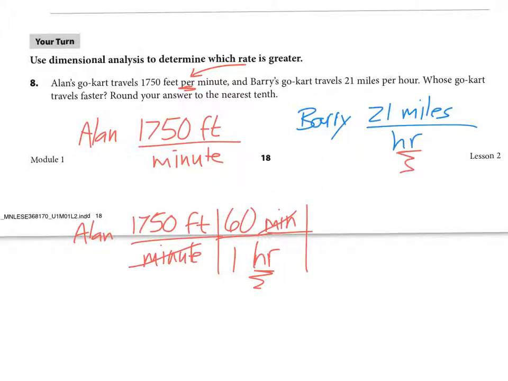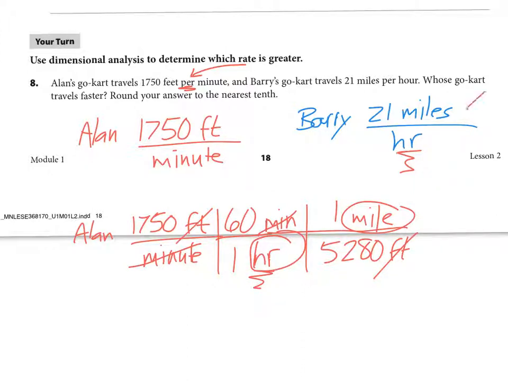Then I've got to get rid of my feet. So again, what you may have to do is look on the computer and see what the conversion is, okay? But for feet to miles, and you may remember this from Remember the Titans, I don't know if you've ever watched that movie, but there are 5,280 feet in 1 mile. So now my feet are gone, top and bottom, and I'm left with miles. So now I have miles per hour, just like I do right up here.